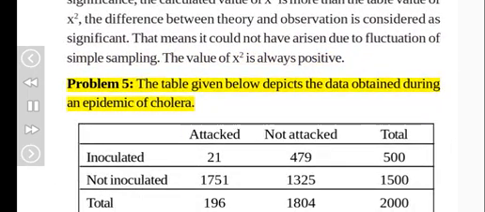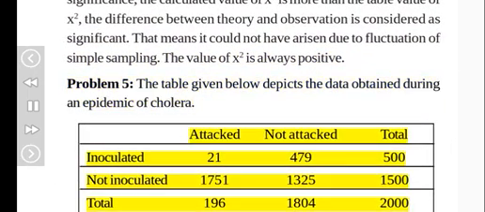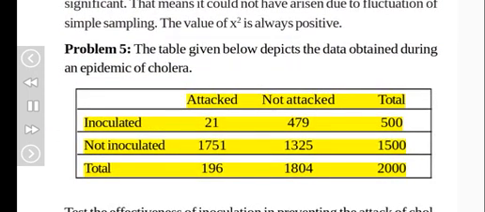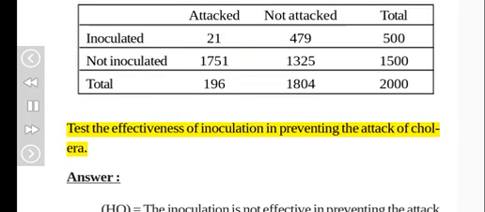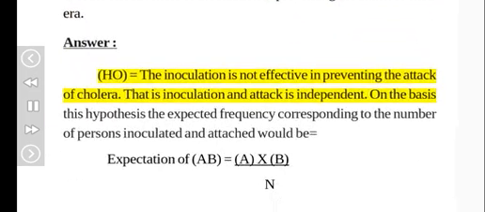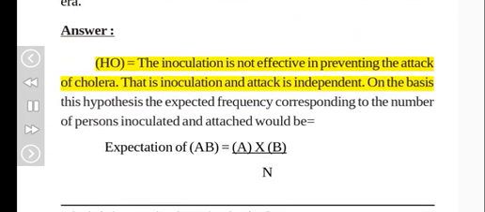Problem 5. The table given below depicts the data obtained during an epidemic of cholera. Attacked: inoculated 2, 1479, 1500; not inoculated 1751, 1325, 1500; total 196, 1804, 2000. Test the effectiveness of inoculation in preventing the attack of cholera. Answer. H0 equals the inoculation is not effective in preventing the attack of cholera. That is, inoculation and attack are independent.